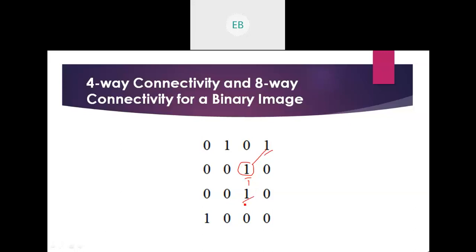So it is accepting both the criteria. It is fulfilling both the criteria. Even if it does not fulfill one criterion, it is no way connected. Either 4-way or 8-way, it is not connected at all.